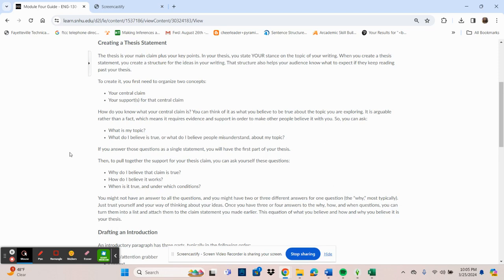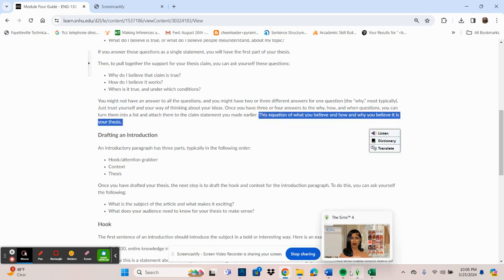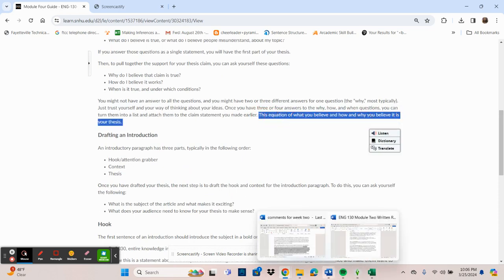Once you have three or four answers, excuse me, so sorry, the pollen has been attacking me. Once you have three or four answers to the why, how, and when questions, you can turn them into a list and attach them to the claim statement you made earlier. This equation of what you believe and how and why you believe it is your thesis. This is the single most important sentence on this guide. The equation of what you believe and how and why you believe it is your thesis.